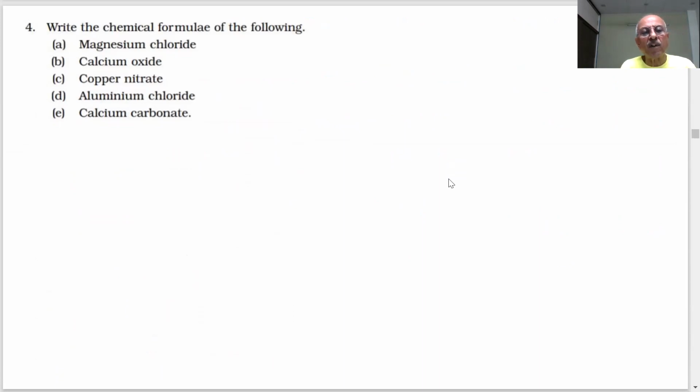Write the chemical formula of the following. You have 1 minute for each question, student. We have shown you the trick to write the chemical formula. Important, such questions will be there in the paper.